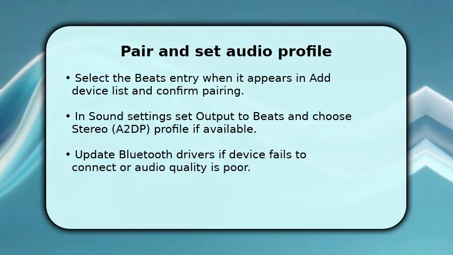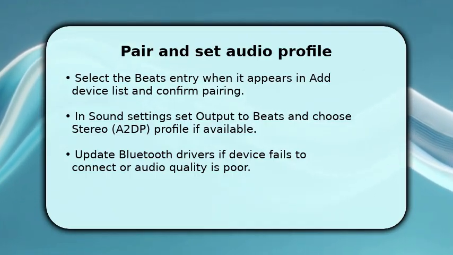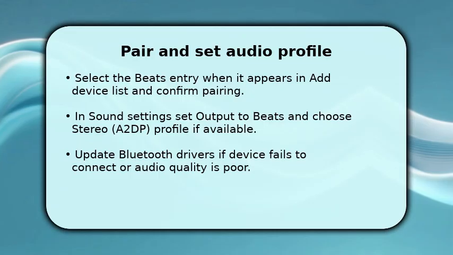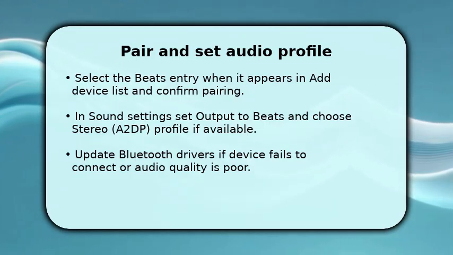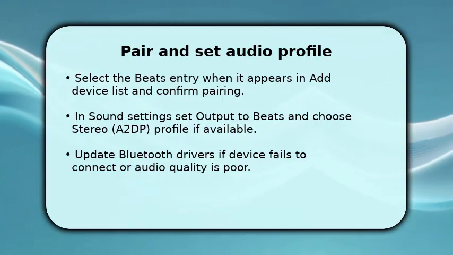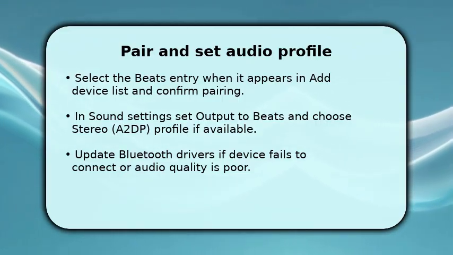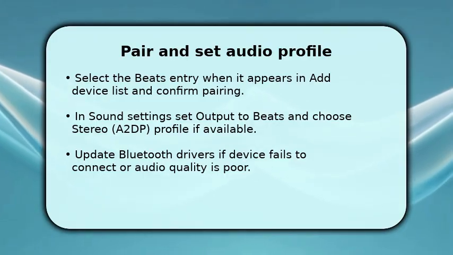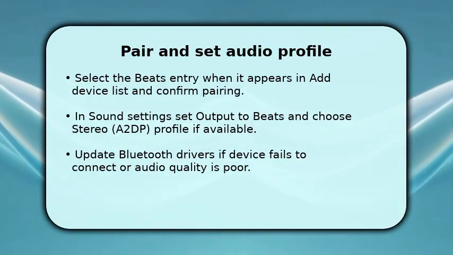Once connected, go to Sound Settings and explicitly set the Beats as the output device and choose the stereo A2DP profile for full audio fidelity. If the PC defaults to hands-free or shows low quality, switch profiles and make sure to update or reinstall Bluetooth drivers so the adapter supports A2DP and stable audio streaming.